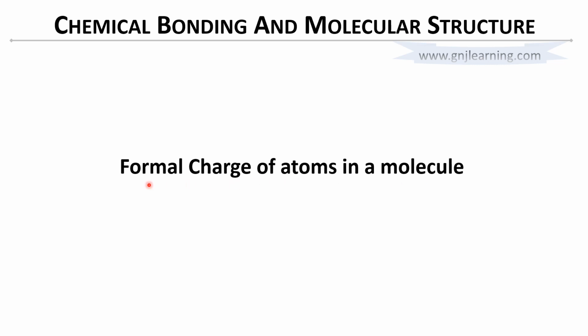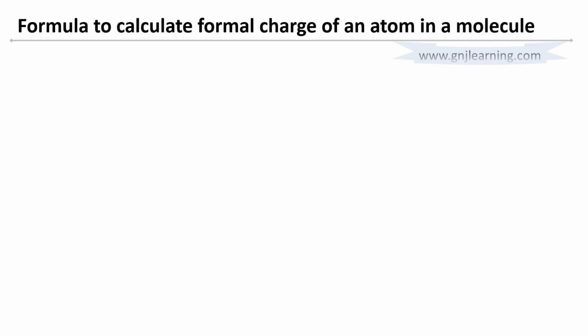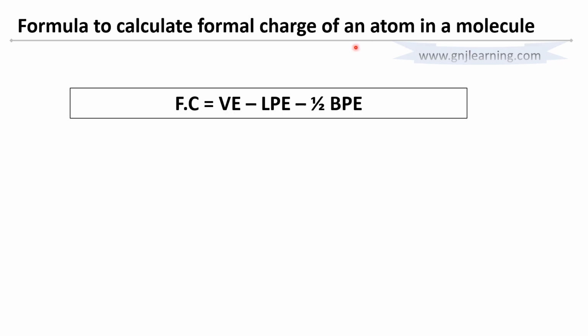So what does this actually mean, formal charge? I will explain this formal charge of atoms using an example. Okay, so let us straight away go there. There is a formula to calculate formal charge of an atom in a molecule. What is that formula? Formal charge, Fc, means the formal charge of one atom in a molecule.